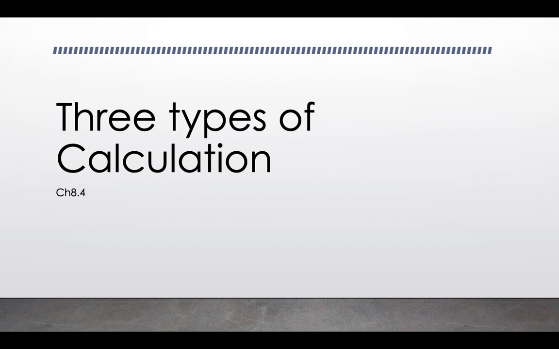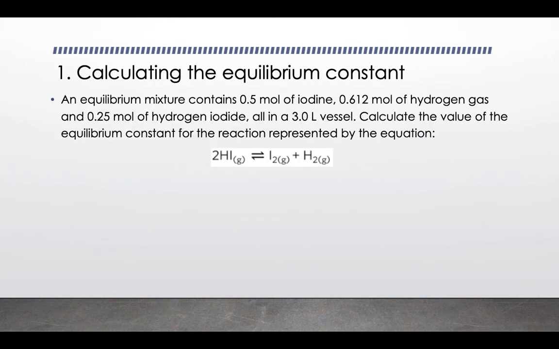Now, with Kc calculations, there are three major types that we need to know for VCE chemistry. The first type is rather straightforward. Okay? You are given a balanced equation, and you are given the concentrations in one way or another, and you are asked to calculate the value of the equilibrium constant for this reaction. Our approach is straightforward too.